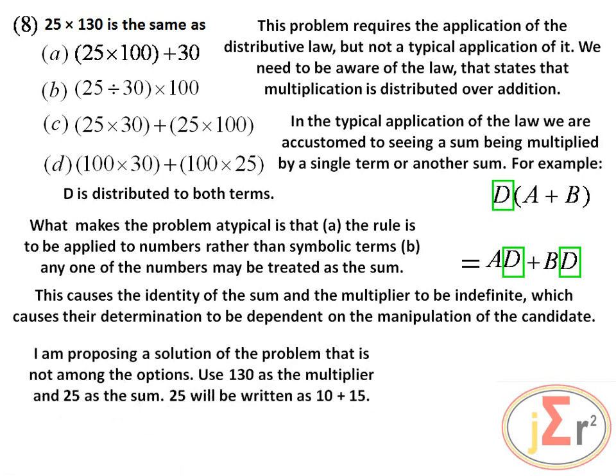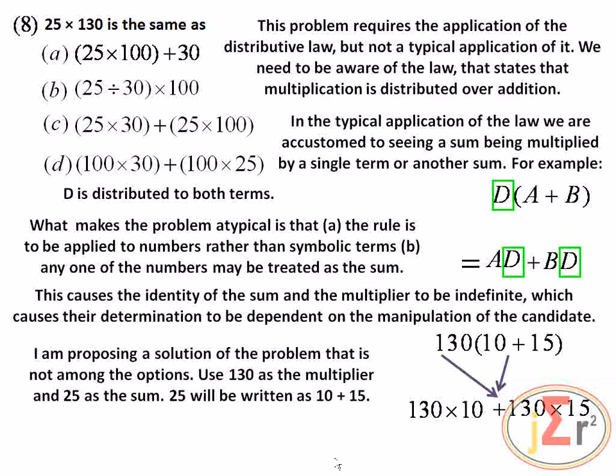I am proposing a solution of the problem that is not among the options. Use 130 as the multiplier and 25 as the sum. 25 will be written as 10 plus 15. So we have 130 as the multiplier, and then we have 25 as the sum, 10 plus 15. So we have 130 multiplied by 10. That is what we have there. We will have 130 multiplied by 15. There we have it.